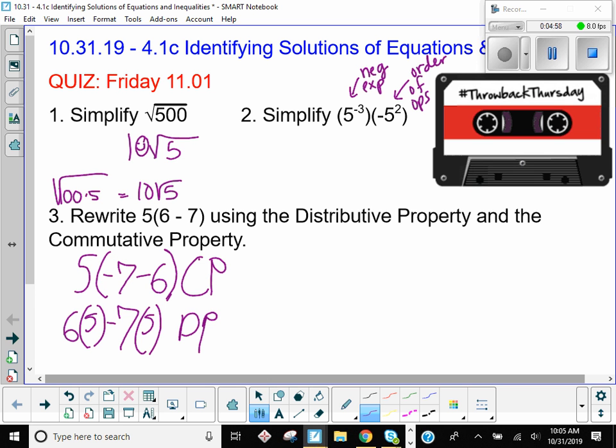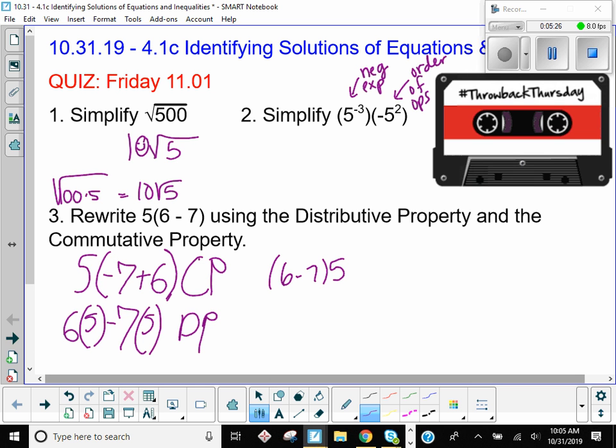So commutative property, remember, when I told you at the beginning of the year, like my commute to work can be different, but I end up in the same place. The order can change, okay? So what he did here was, inside the parentheses, he switched the order of the numbers, right? So it's negative 7, 6. You can do that for addition. You can also do that for multiplication. You could have also done this, and it would have been correct.